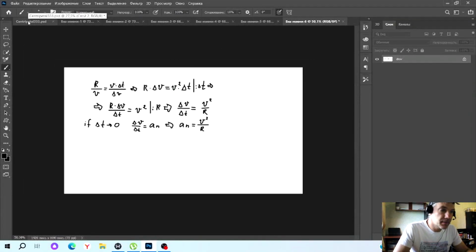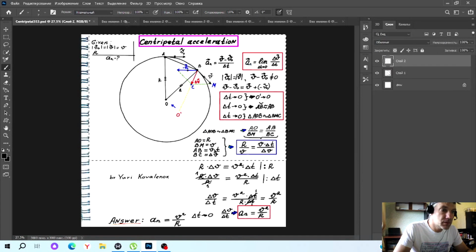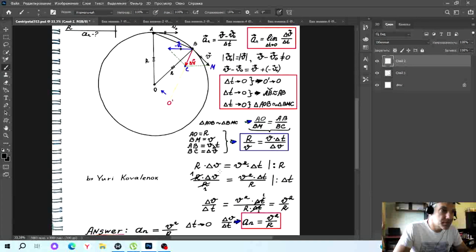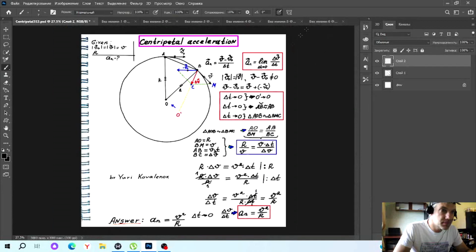So, the result. Formula: centripetal acceleration. I have the notes.